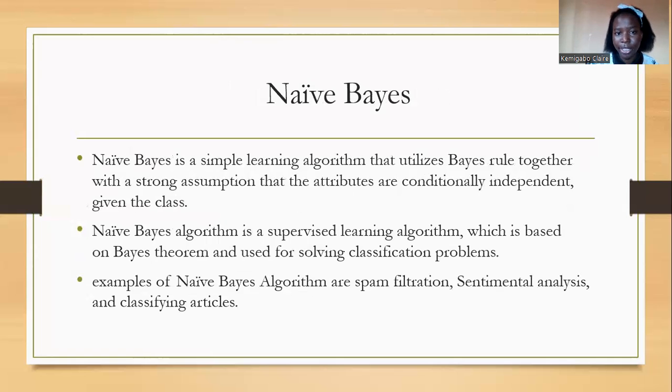Naive Bayes is simply independent. What do I mean by that? We assume that all the assumptions are true for a certain data set. For example, in math, we assume that all conditions are true, even if, once we go into the details of proving, they might not be true. So that's what naive Bayes does. Naive Bayes is a simple learning algorithm that utilizes Bayes' rule together with a strong assumption that attributes are conditionally independent given the class. That's what I was explaining earlier.